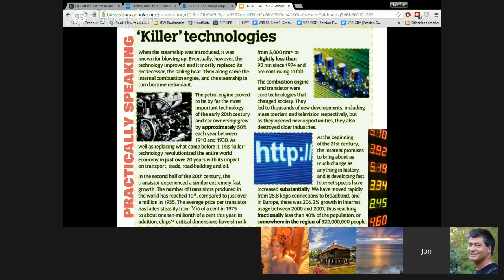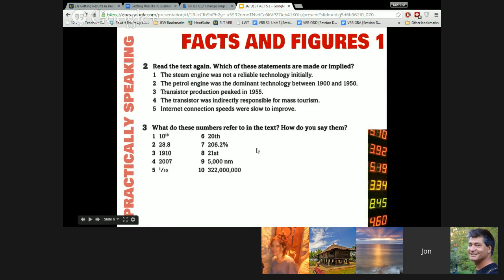First of all, I think the gist is pretty clear. One form of technology replaced another. They're killer technologies, according to the author. Let me just make sure that the gist is clear for all of you. The steam engine was not a reliable technology. True or false? Tell me what line in the text gave you that idea. It's at the beginning. Do you remember what it was?